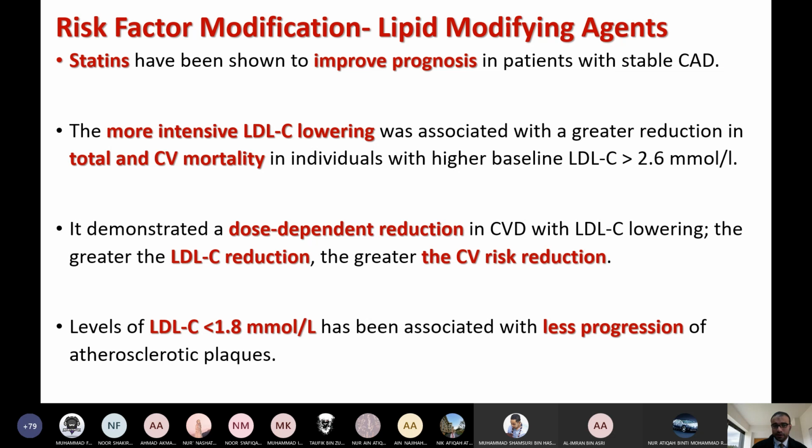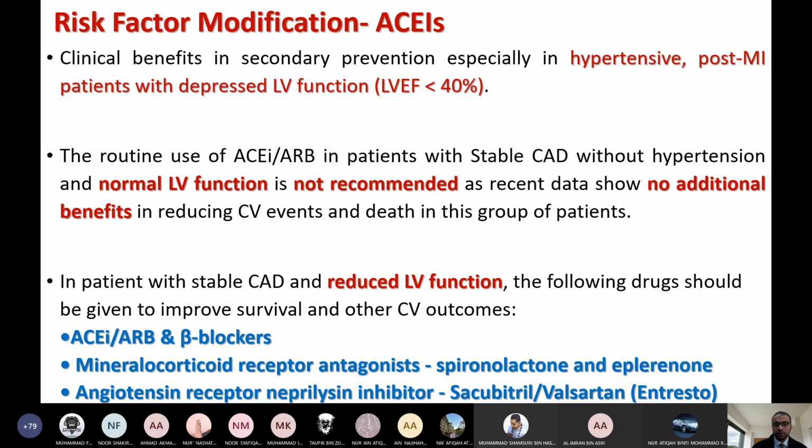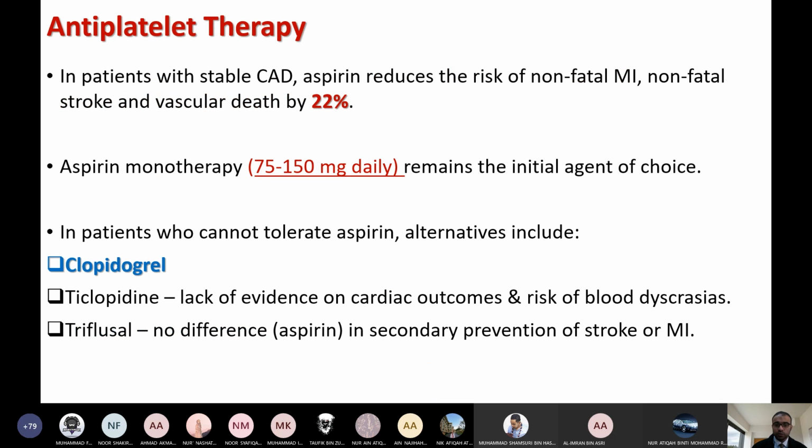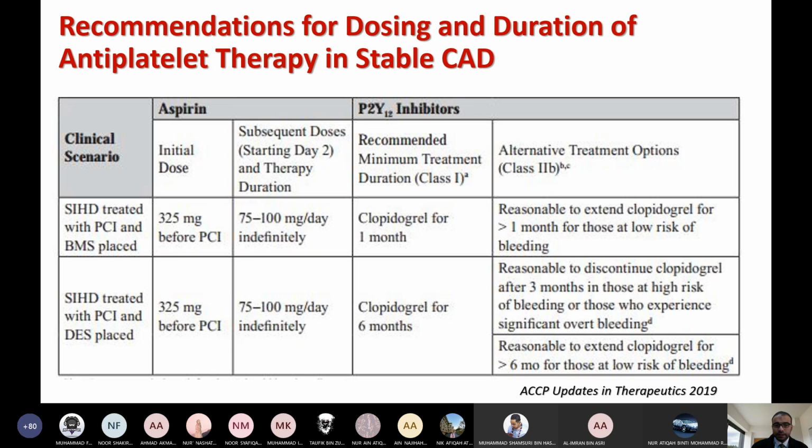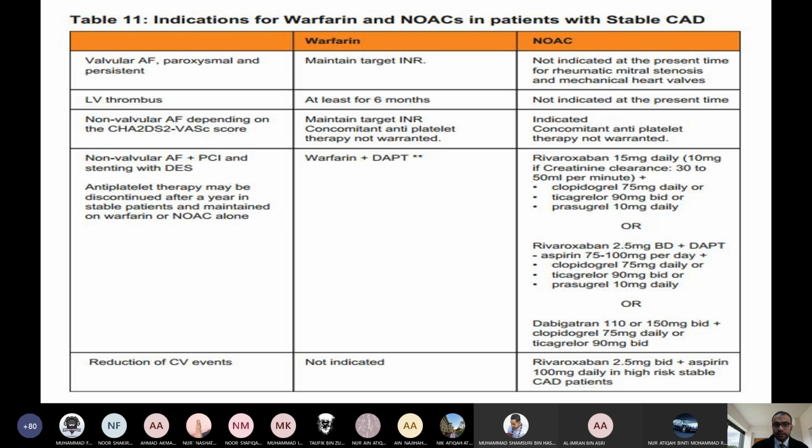We discussed the lipid modifying agents, if you remember, and we discussed the ACE inhibitor. Then we highlighted the antiplatelet, the antiplatelet of choice and when to use dual antiplatelet, and for how long, especially for those who have been stabilized after a cardiac attack. And we presented this, I think, toward the end as an overview of the antiplatelets to be used. And the last one regarding the anticoagulant.